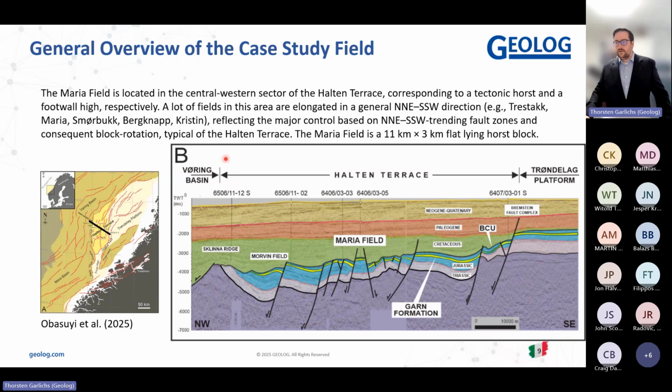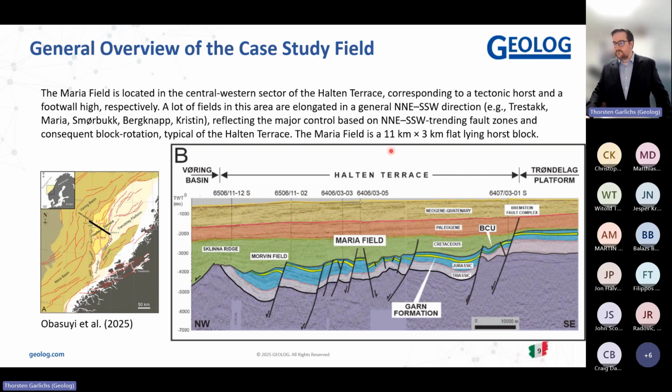A lot of the fields in this area are elongated in the general north-northeast, south-southwest direction. This is, for example, Trestak, Maria, Smørberg, Bergknapp, Christine, reflecting the major control based on the north-northeast, south-southwest trending fault zones and consequent block rotation. This is typical for the Halten Terrace.